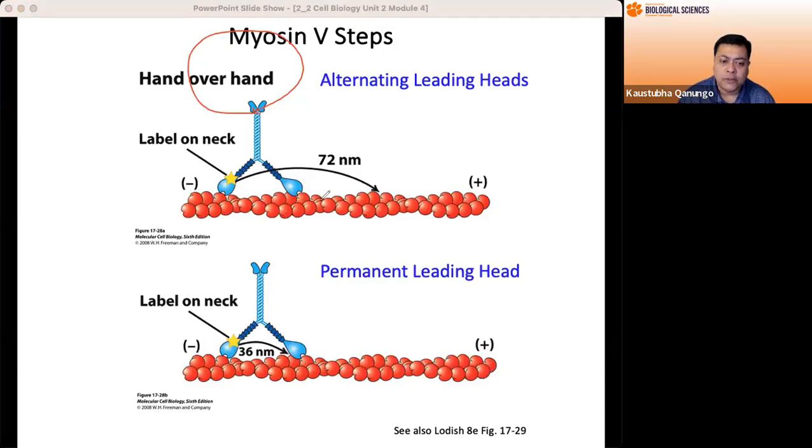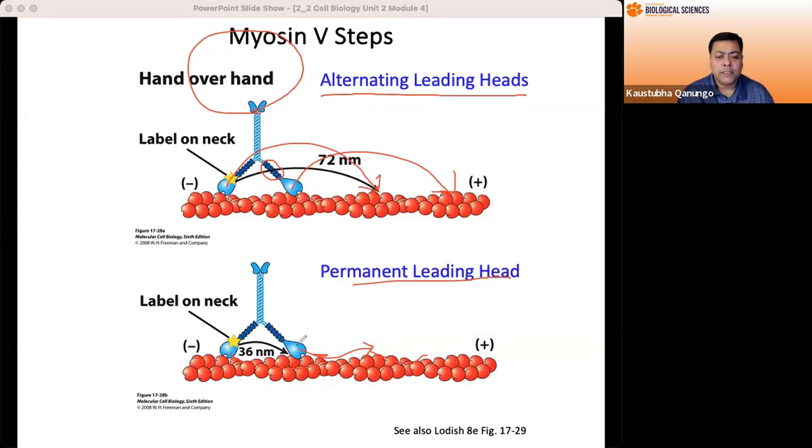And the scientists actually found out their step size, and you can see that this is the neck region. They did a lot of these experiments, and we have one of these examples with some data from there. And you have this alternating leading head. That means that this steps first, then this one will step here. And this is your alternating leading head. And the permanent leading head is basically scooting. So this comes in here, and then the other one will come in here.